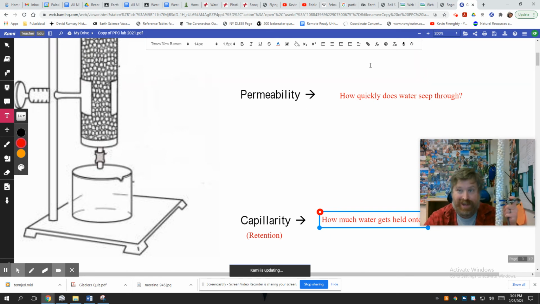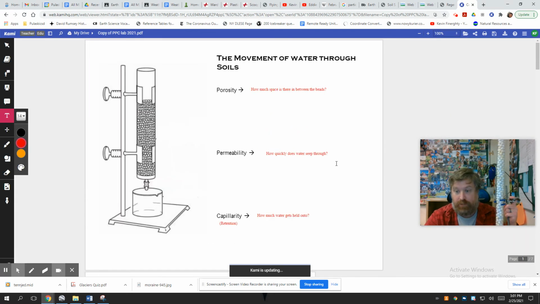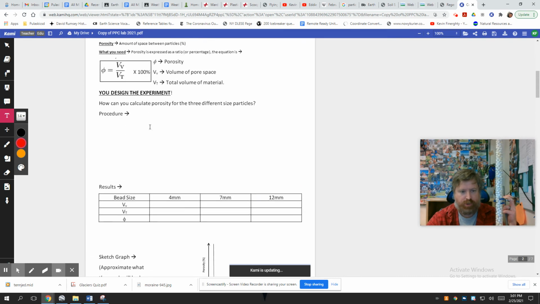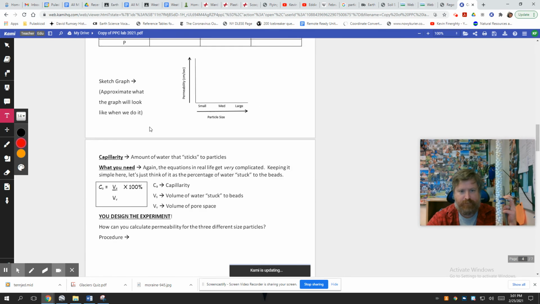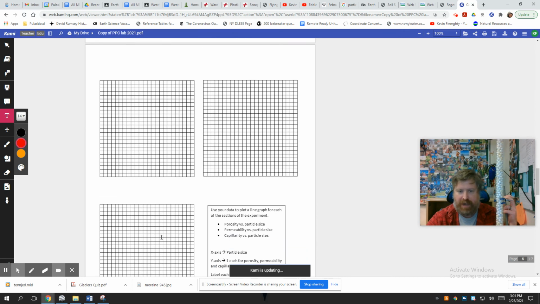Okay, so yes, it's a little bit of a heavy lab. However, this year, instead of you having to figure it all out and write out procedures, this was usually like a week's worth of work, we're going to keep it simple. I'll shoot through these things with 3 different bead sizes. I might even be nice and pre-do the graphs for you before.